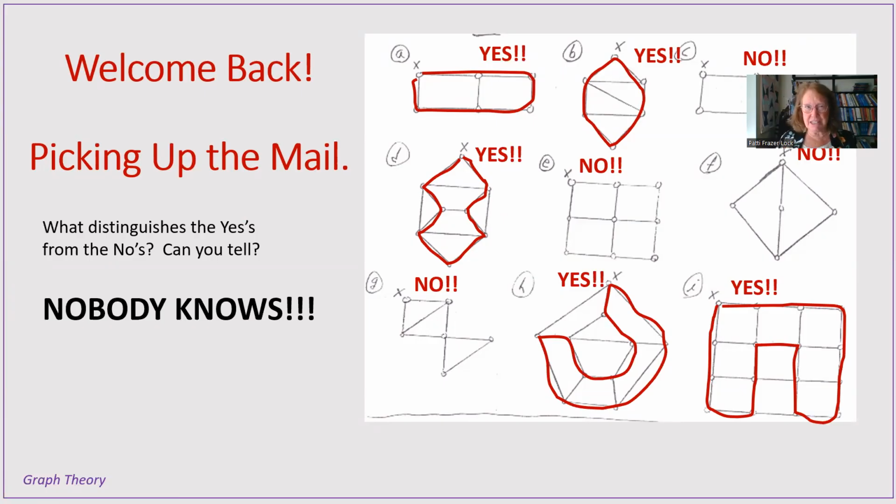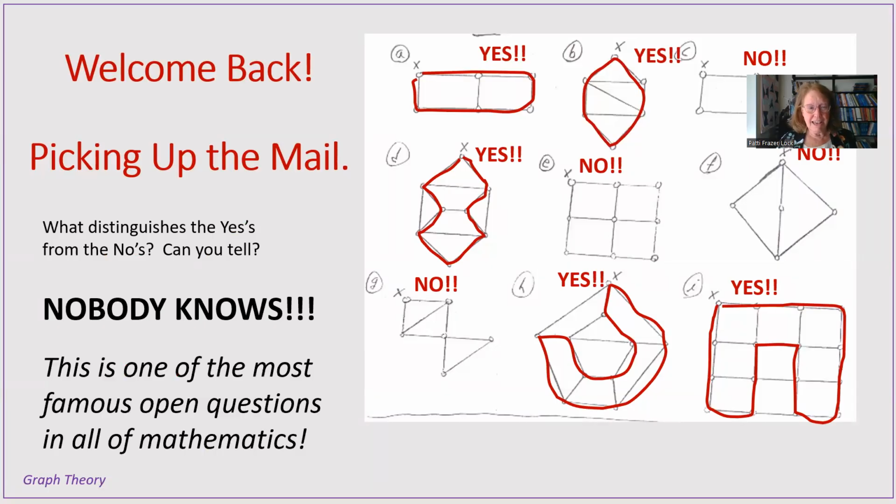Many mathematicians and computer scientists have worked on this over the decades and, in fact, centuries, and no one has found a way to do it. And in fact, it's one of the most famous open questions in all of mathematics. These are called Hamilton cycles, and it's called the Hamilton cycle question.